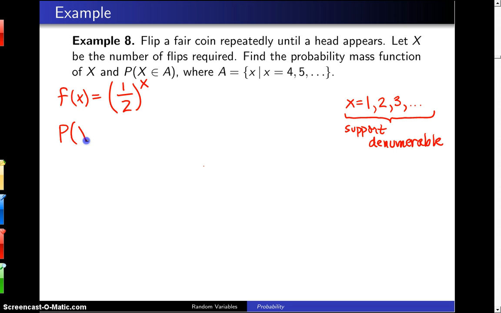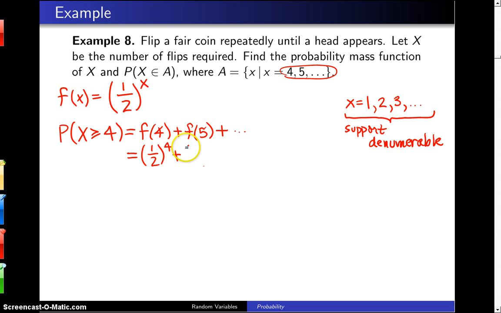In order to find the probability x being in the set A, where A is 4, 5, 6, etc., that's the same as saying the probability x is greater than or equal to 4, and that is f of 4 plus f of 5 plus f of 6, etc. F of 4 is 1/2 raised to the 4th power. F of 5 is 1/2 raised to the 5th power, etc.